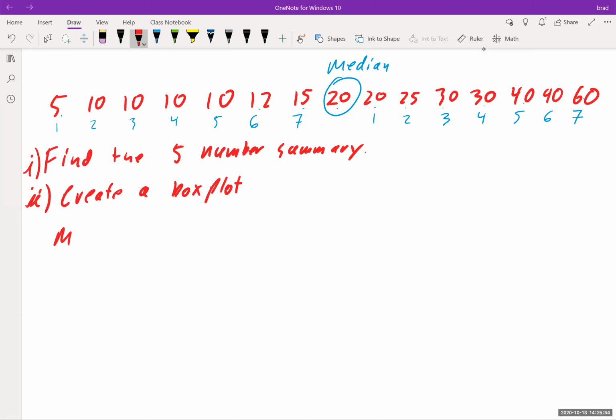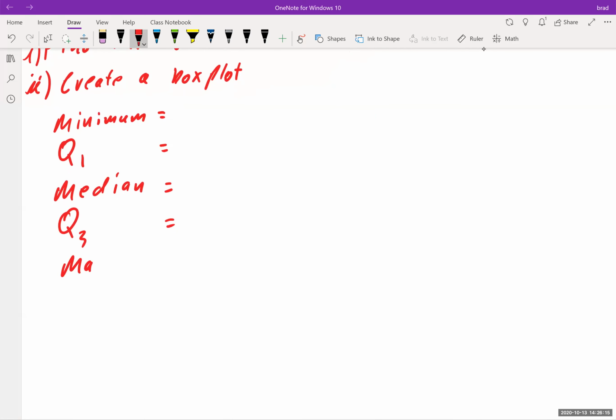We want our minimum. We want Q1 or quartile 1. We want the median or M. We want Q3 or quartile 3. And we want the maximum. Or I think in your book, they call it the highest value and the lowest value for the minimum.